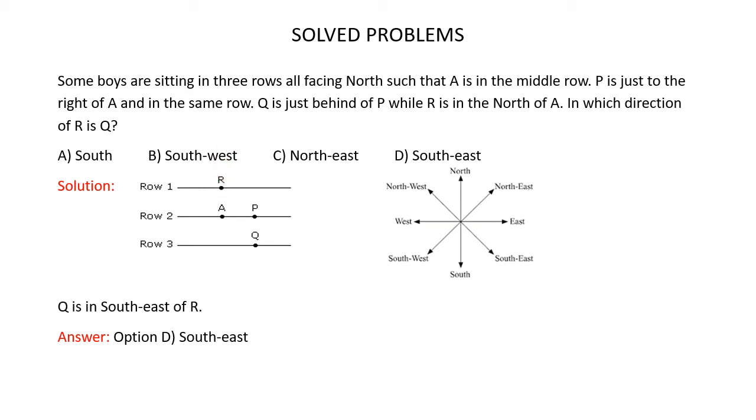Now we are asked to find in which direction of R is Q. So we have to find out in which direction is Q with respect to R. So clearly from this diagram you can see that Q is in the southeast of R. So the correct answer is option D, southeast.